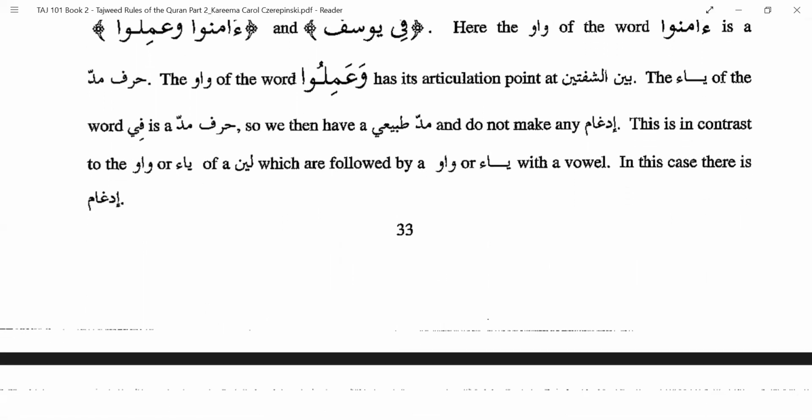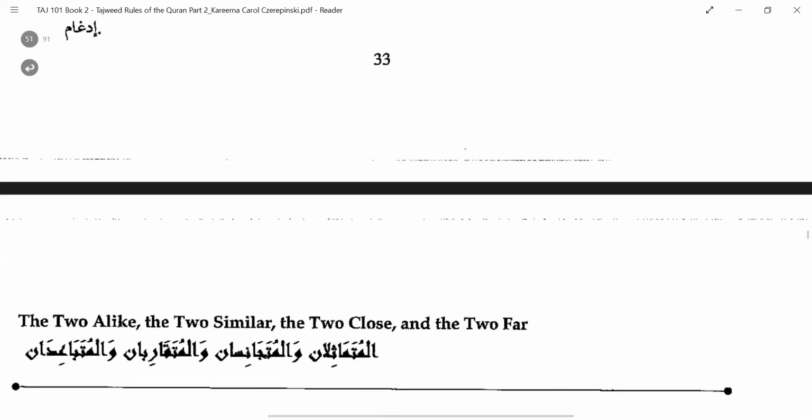This is unlike lean. If ya or waw is with it a lean, in lean you will see a sukun on the first waw or ya. In this case, you will apply idgham.